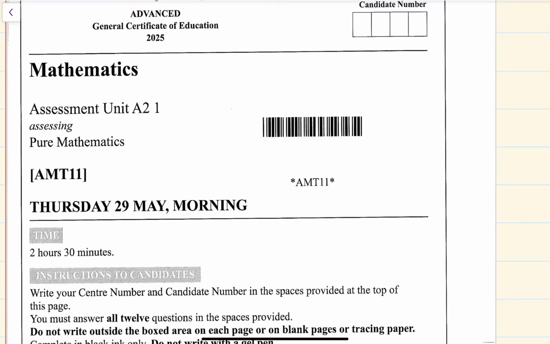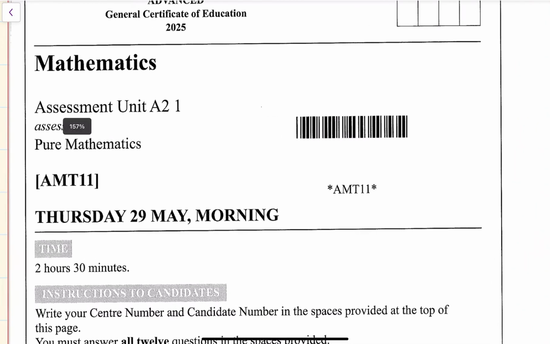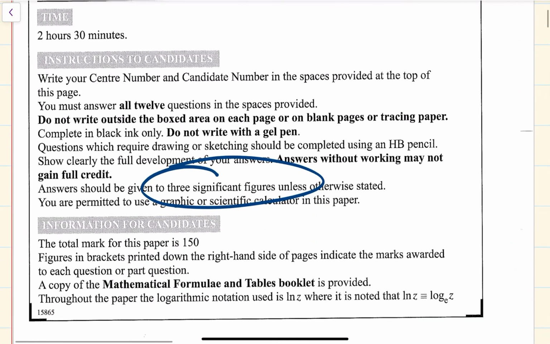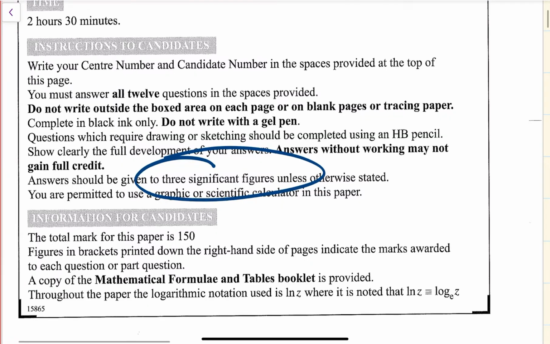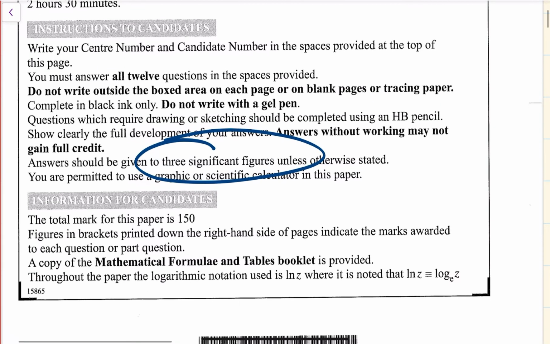These are the solutions to 2025's A21, and this is Mathematics A-Level Exam, the Pure Module. So the first thing you do is read the paper. It says 3 significant figures unless stated otherwise, and the total mark for the paper is 150.